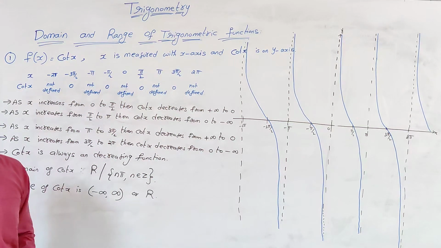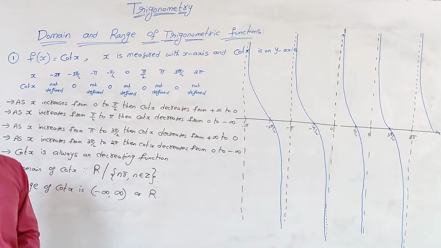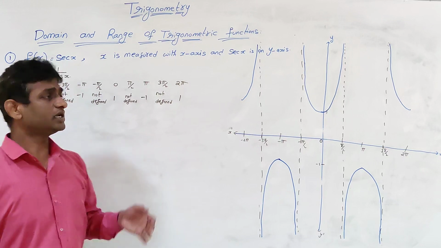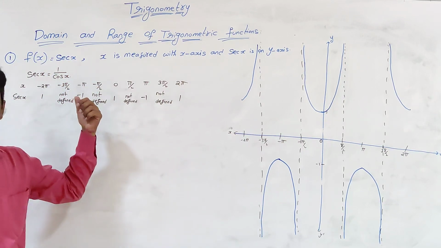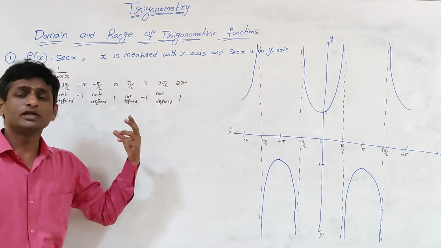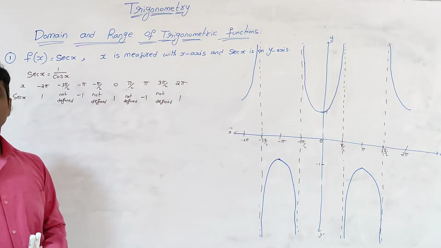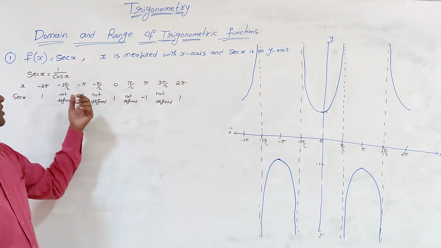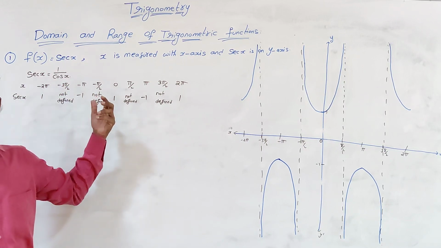Next, we'll go for another trigonometric function. Now we'll see the trigonometric function secant x. Secant x is nothing but 1 by cos x. Again, the denominator should not be 0. For what values is cos x 0? It is the odd multiples of pi by 2.